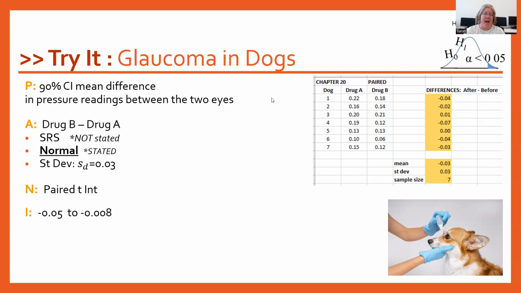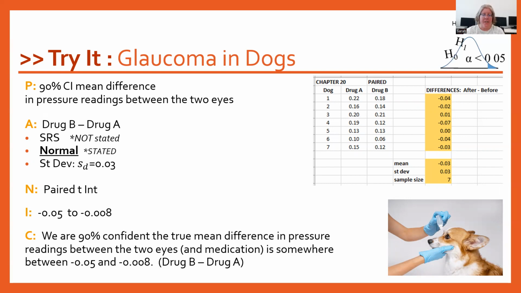And the endpoints I got are negative 0.05 to negative 0.008. So both of these are negative. And my conclusion statement is we are 90% confident the true mean difference in pressure readings between the 2 eyes and medication is somewhere between negative 0.05 and negative 0.008. And then our last question was, is it possible that both of these medications work really similarly?